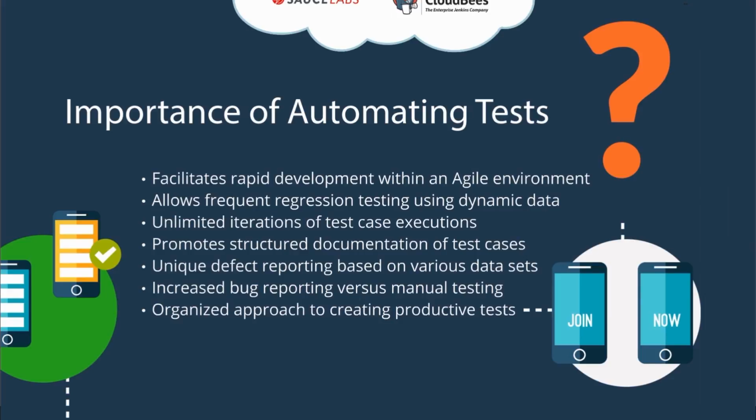The whole process promotes organized and structured documentation of specific test cases. Using various data will also allow you to discover unique defects based on the data passed to the test. Compared to manual testing, the automation process increases bug reporting. Overall, this organized approach will allow testers to create more productive tests.